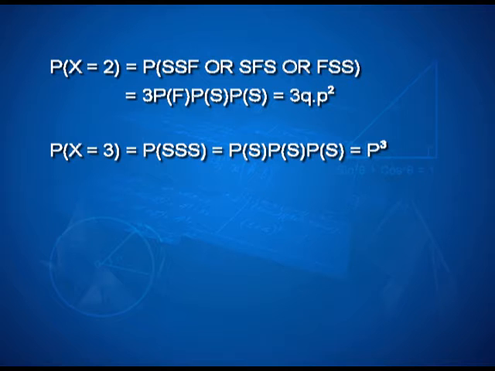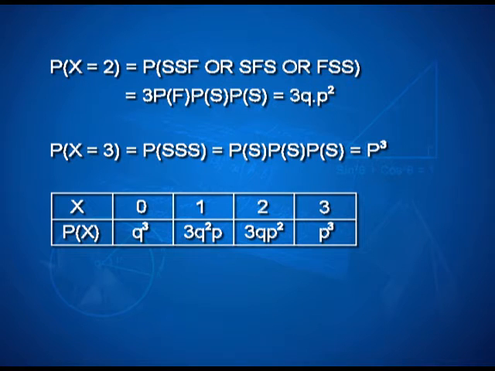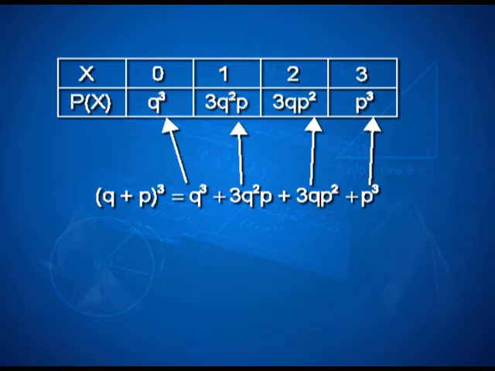Now, what is special about what we have calculated right now? If I put them in a table, that is the probability distribution of the random variable, I have something like this. If you closely observe, there is something you can see associated with the expansion of (q plus p) to the power 3. If I take the expansion of (q plus p) to the power 3, then the first term is the same as what we got as probability of X equal to 0. The second term is probability of X equal to 1, the third term is probability of X equal to 2, and the fourth term gives me the probability of X equal to 3.